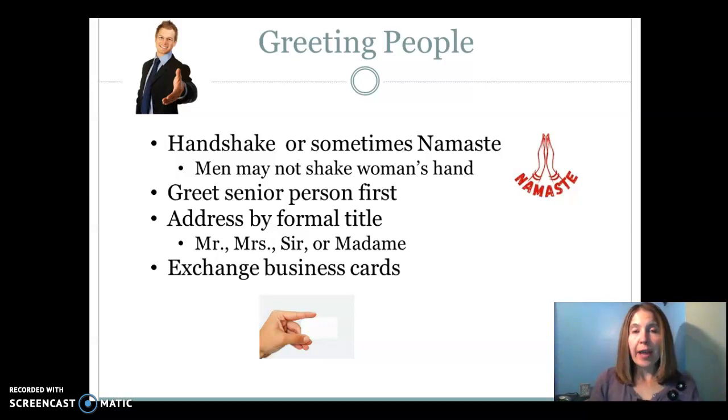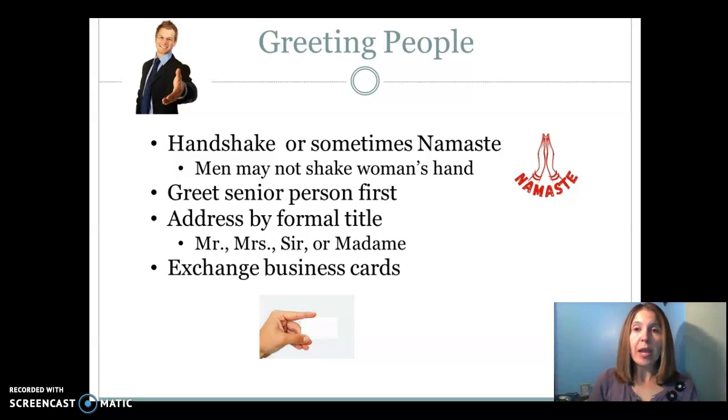Handshake is proper etiquette in India, although some Indians may do what is called namaste, where they put their palms together and their fingers pointing forward and bow their heads slightly. That is the traditional Indian greeting. Because of their traditional gender roles, men may not shake the hand of a woman, but it is best just to follow the lead of the person that you are meeting.